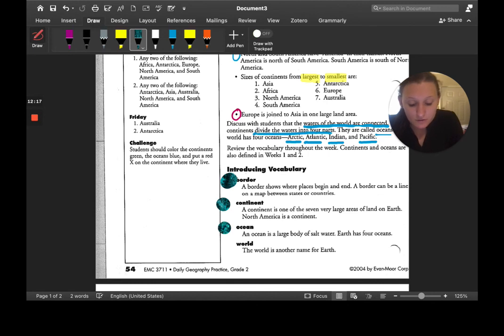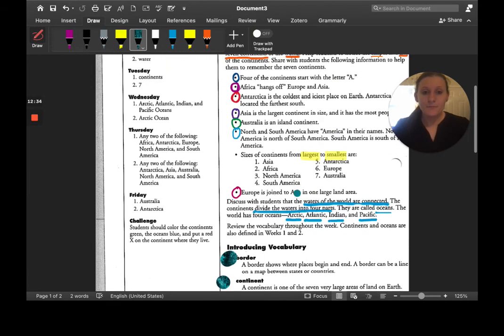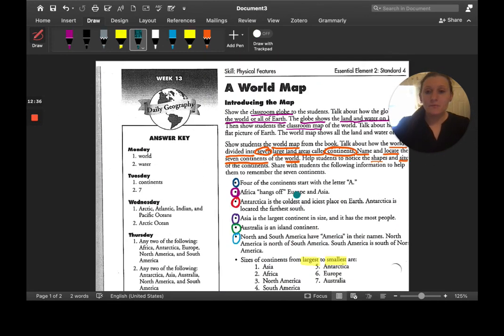Next is ocean. An ocean is a large body of salt water. And again, the Earth has 4 oceans. And lastly, we have the word world. And so the world is another name for Earth. All right, and that wraps up our social studies lesson today on world maps and physical features.